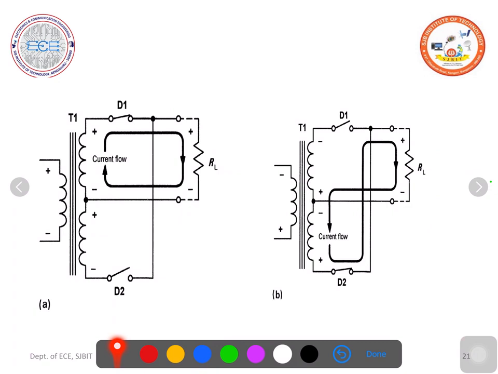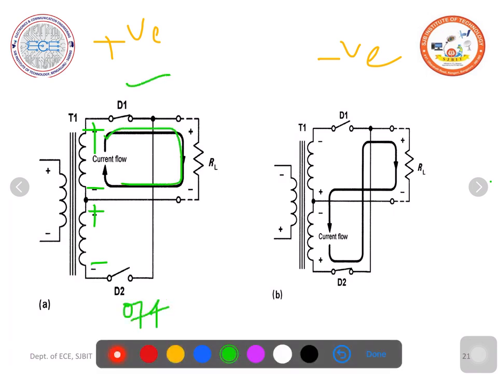So this is the working of the biphase rectifier during positive half cycle and the negative half cycle. This is during the positive half cycle. This is during the negative half cycle. In the positive half cycle, this terminal is positive, this is negative, this is positive, this is negative. D1 is on, D2 is off. So the current flows in this direction. So you will get the output voltage. This output voltage will be the same as the secondary voltage minus the voltage drop across the diode, that is 0.6 volts.